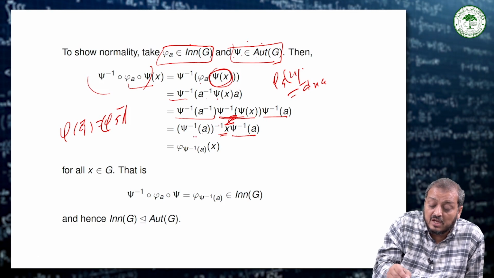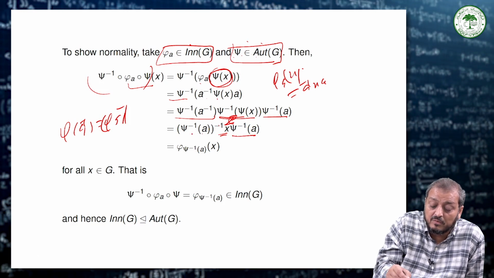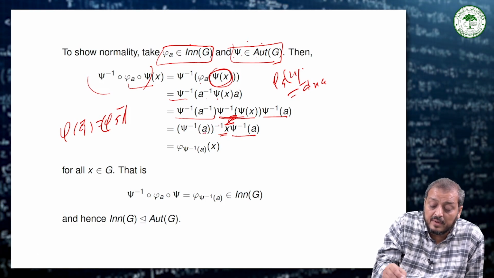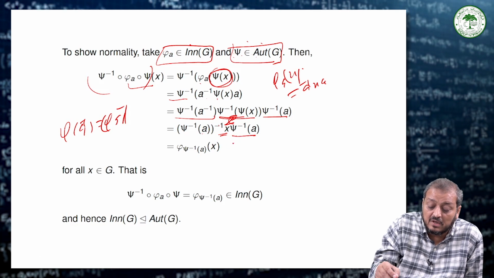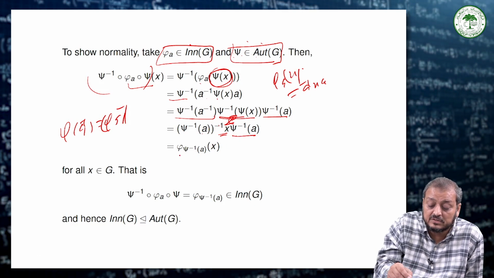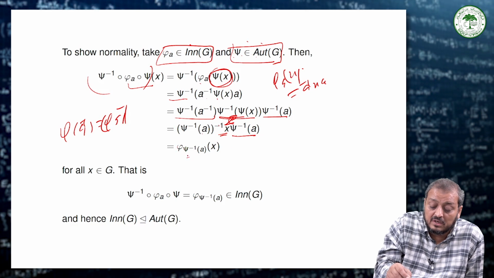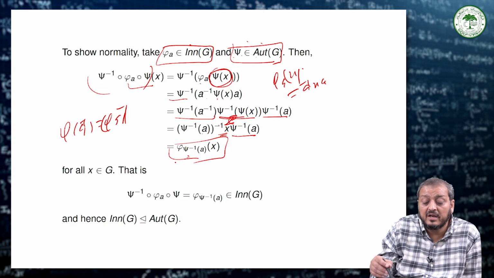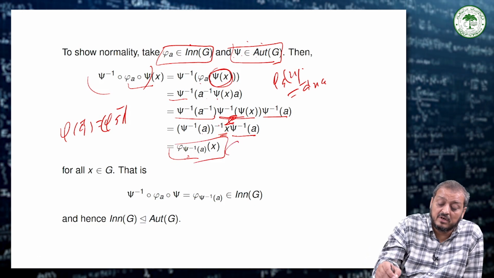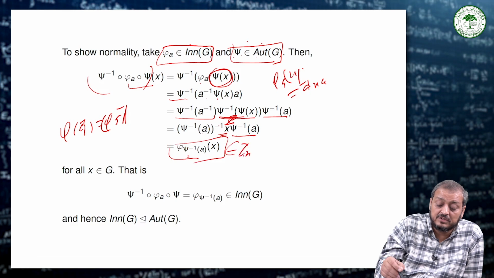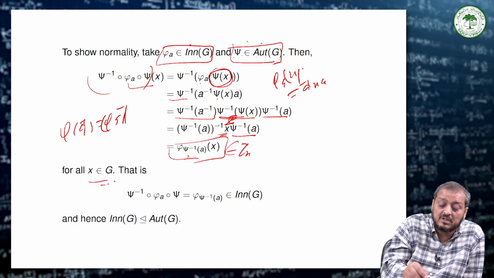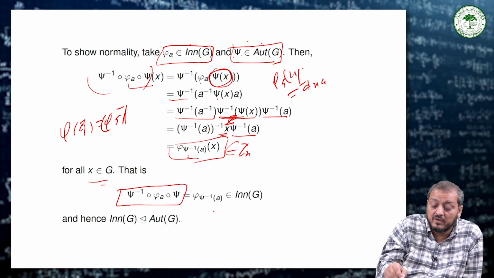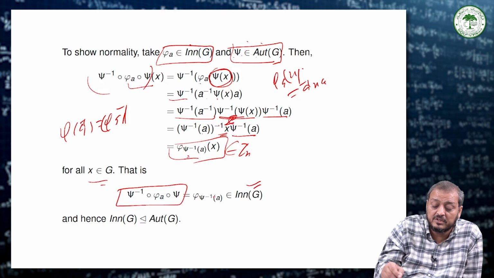Then we have psi inverse of A, and we have to see what this is. This is nothing but psi inverse of A, and then A inverse, which is this composition, using the definition of this. So phi of psi inverse of A, and if it is A, then this is an element of Inn(G), and this means the composition is an element of Inn(G).